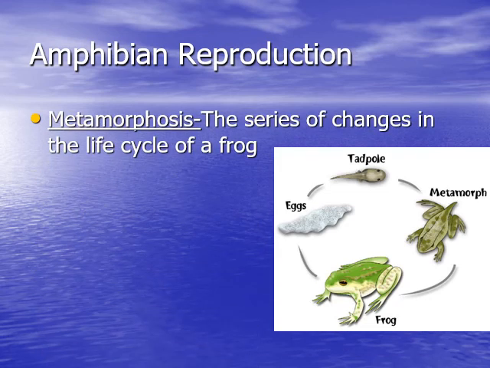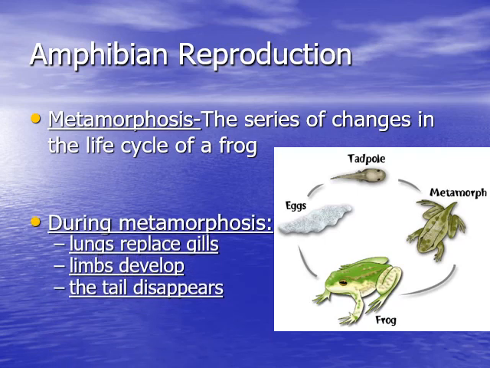So for the reproduction of amphibians, once again, metamorphosis is the big idea, the series of changes in the life cycle of an amphibian. And here we have a frog. So we have a picture of the frog going from eggs to a tadpole to something called a metamorph, where it's almost a frog, but it still has that little tail, spend a little bit of time in water, and then to the full adult frog.